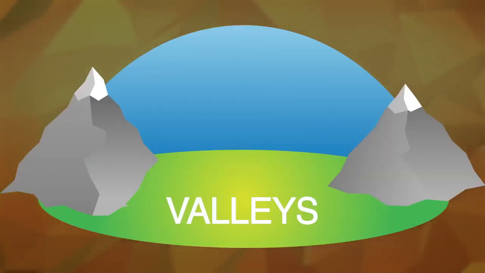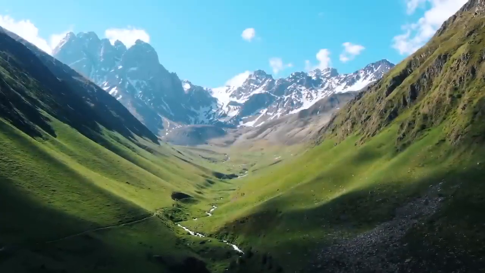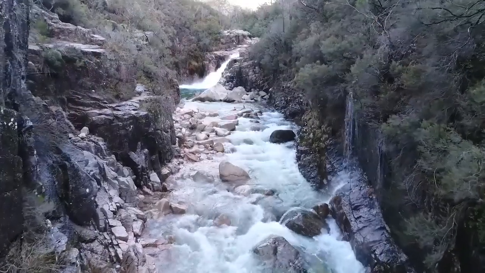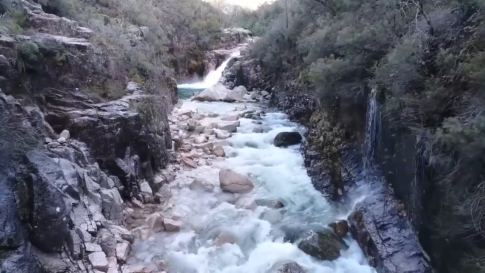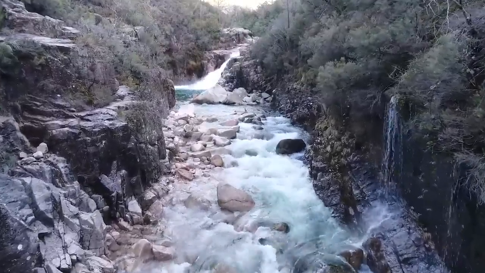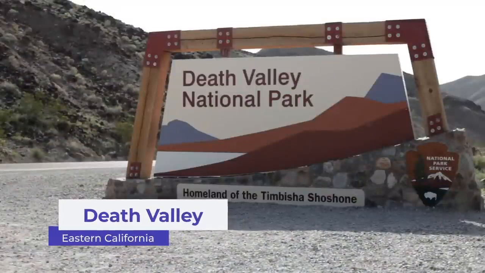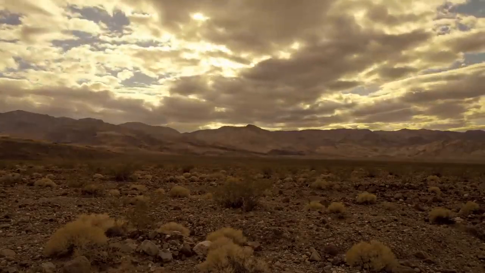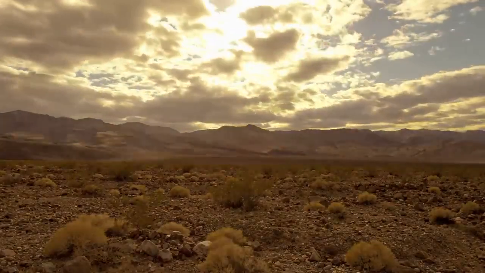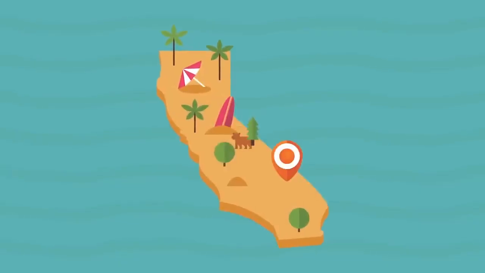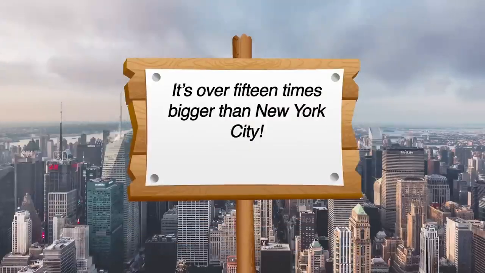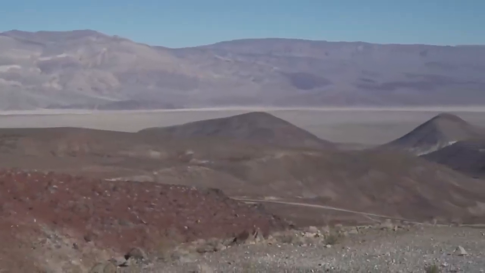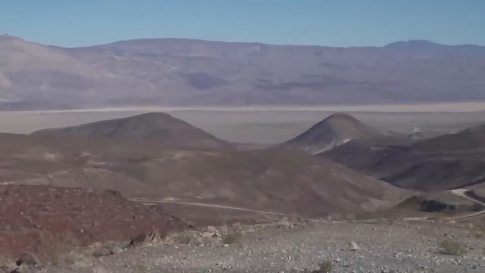Valleys, on the other hand, are low-lying areas that tend to sit between mountain ranges and other big landforms. Valleys are formed over time as rivers flow from the mountains above. The most well-known valley in the United States is Death Valley. This valley is the lowest, hottest, and driest area in all of North America. It's found on the east end of California and is over 15 times bigger than New York City. The edge of this valley, like many others, is surrounded by mountains.